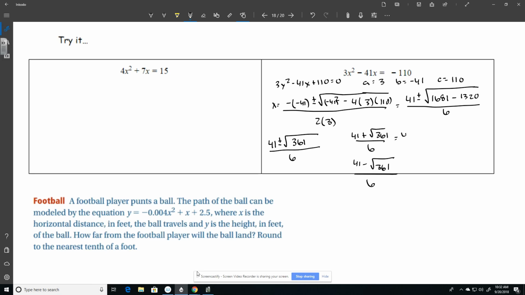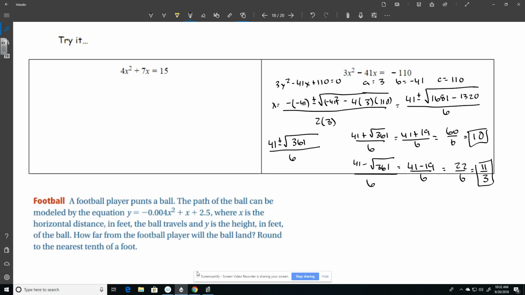So 41 plus the square root of 361, I think, is 19, divided by 6 becomes 60 divided by 6, which equals 10. That's a great answer. 41 minus the square root of 361. So 41 minus 19 divided by 6 equals 22 divided by 6, which equals 11/3. And I'm also pretty happy with that answer. All right, 11/3 is a good number.